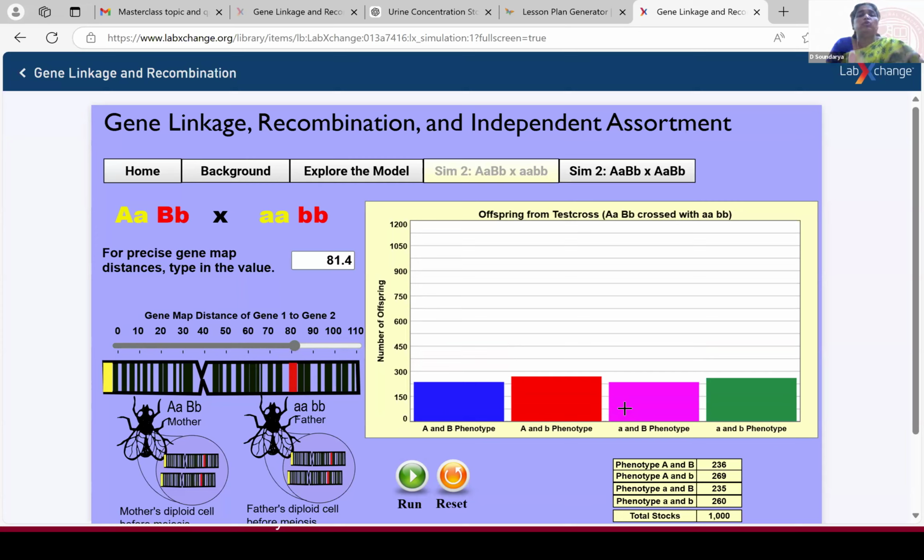Now, this is a concept we usually teach in the classroom, like how we do crosses and work them out. If we can show these through simulations, I'm sure students will understand how, when we do breeding and hybridization experiments, we can conclude results using this lab exchange as a method. So lab exchange is one of the great tools.